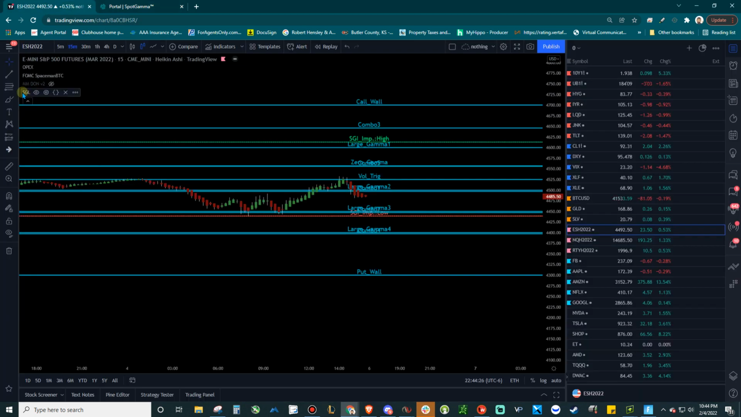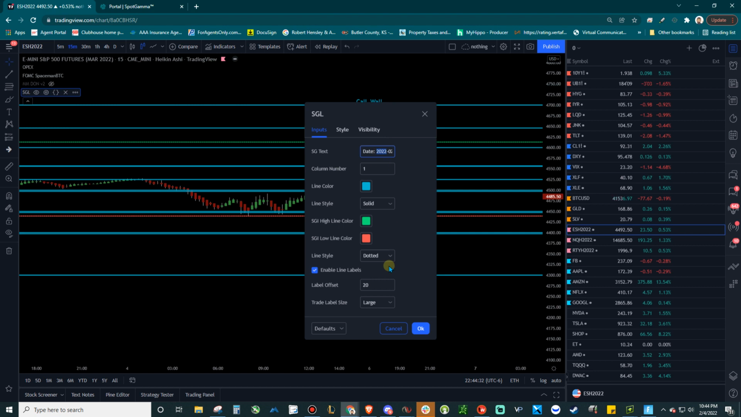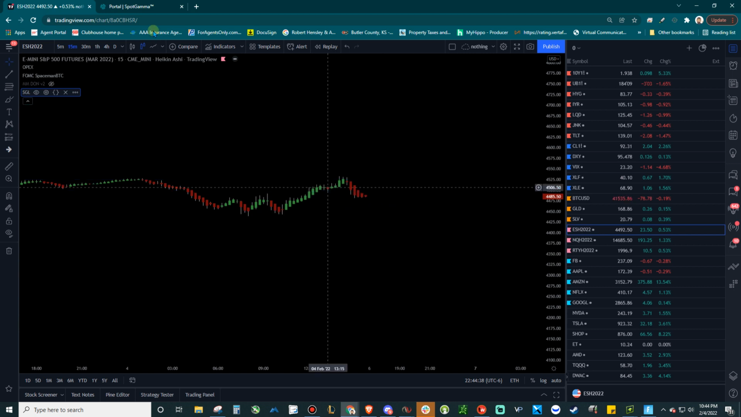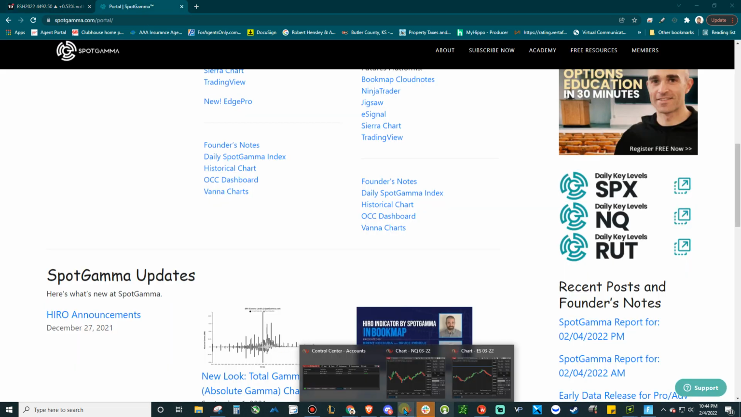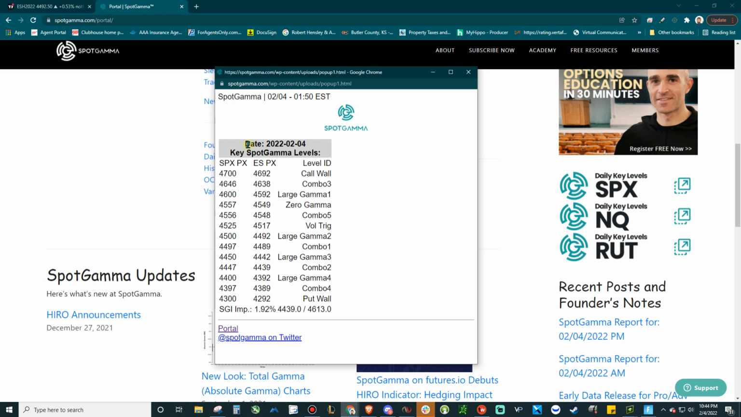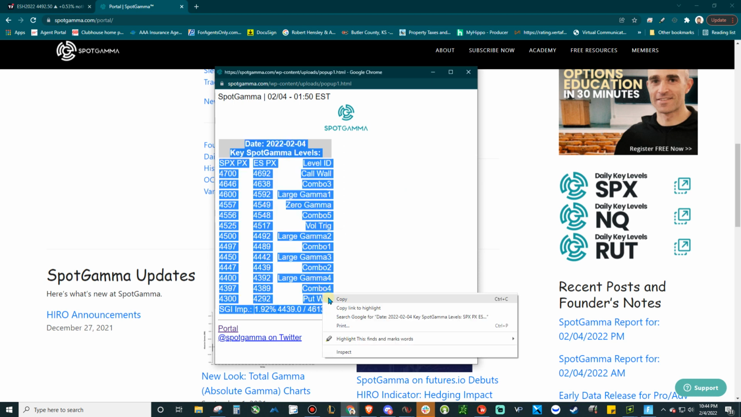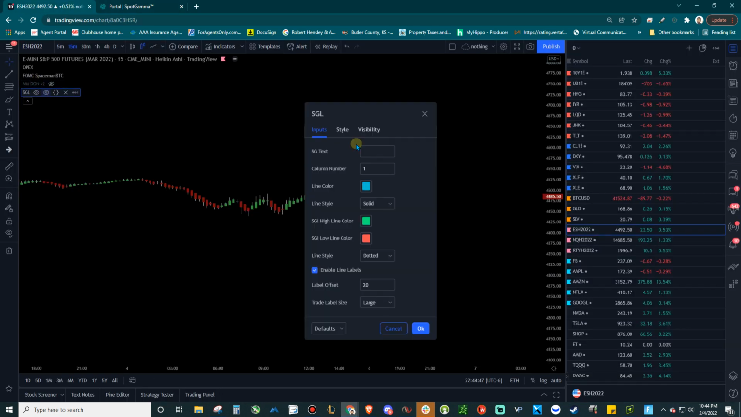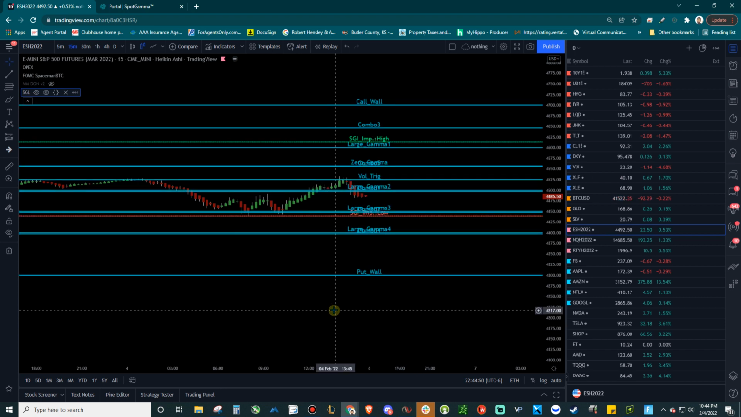What they'll do is give you this little indicator here, the SGL, and all you do is copy and paste the levels right into this box here. I'll show you what I mean. So right now there's no levels. You come in here and basically you copy and paste these. These come out in the morning. Paste that right there. Boom. And then you have all the levels pasted right onto your chart.